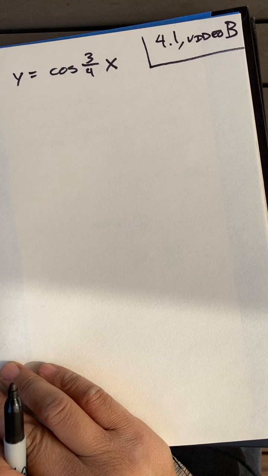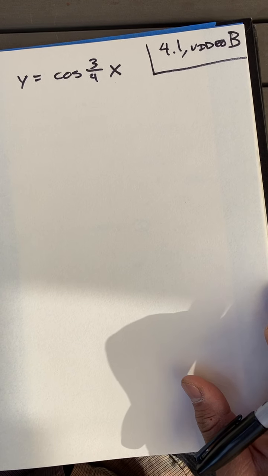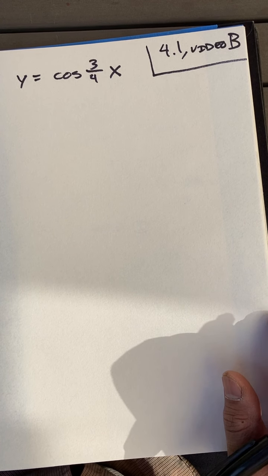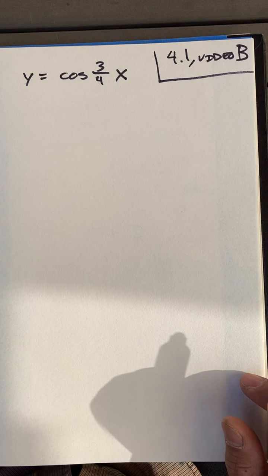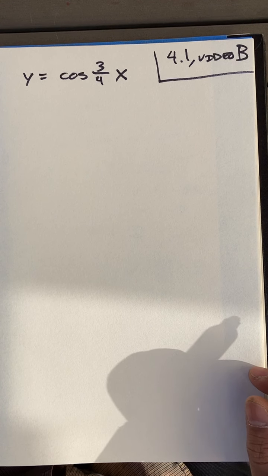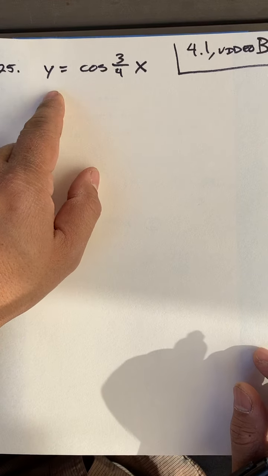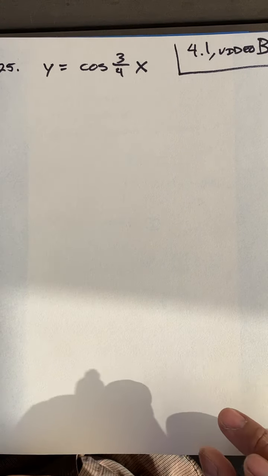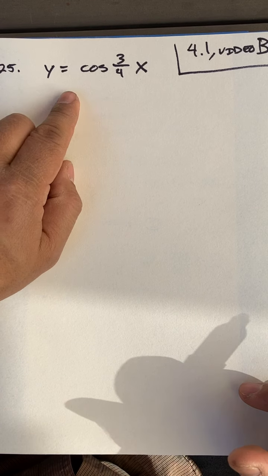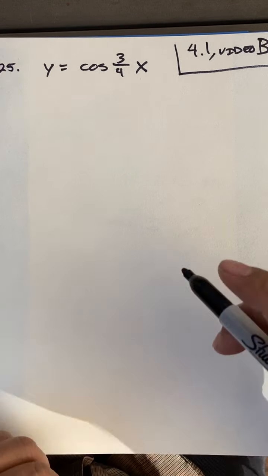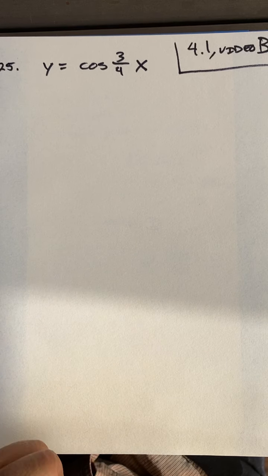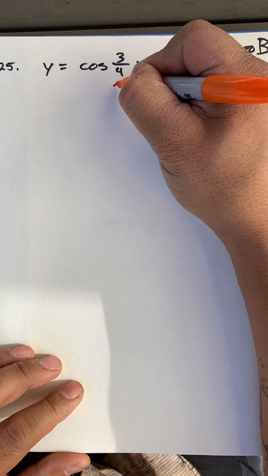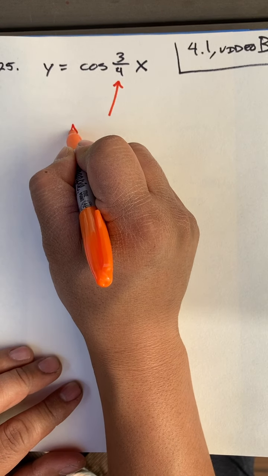All right. For number 25, it just says graph each function over a 2-period interval and give the period and the amplitude. And if you need help, you can check out examples 2 through 5 in the book. The function that they give us is y equals cosine of 3/4 x. Now we know, or maybe have an idea of what y equals cosine x looks like. What does this 3/4 do? Okay, 3/4 is not the period, but it affects the period.